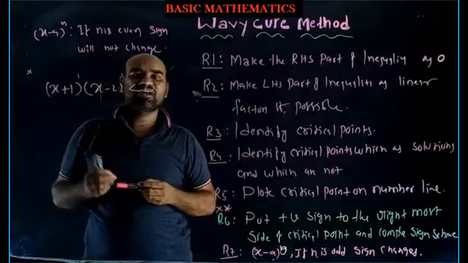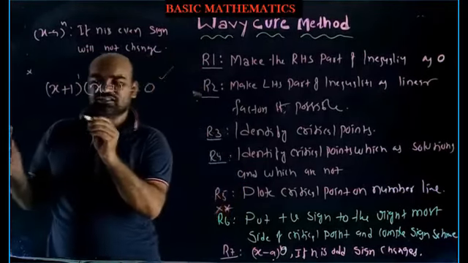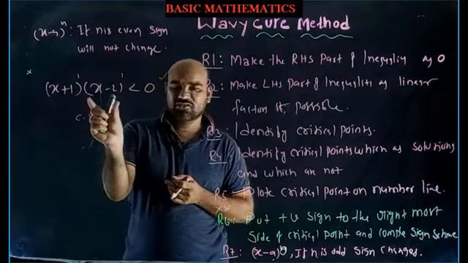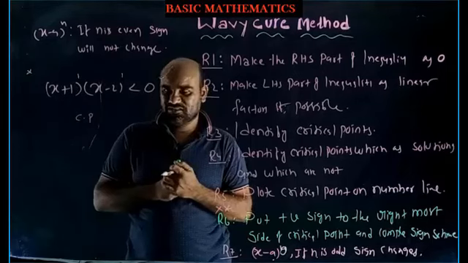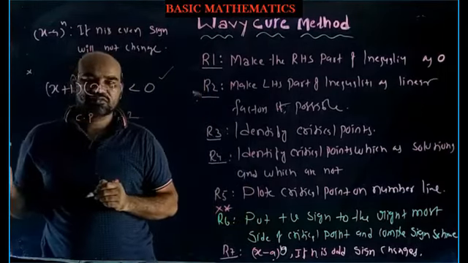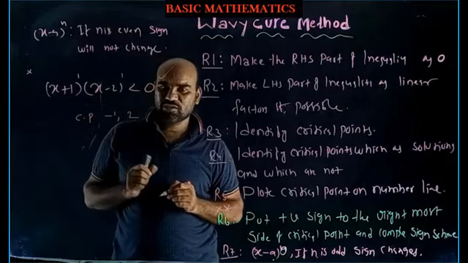Now we need to identify critical points. What is meant by critical points? We have linear factors, and the zeros of those linear factors are the critical points. So minus 1 and 2 are the two critical points for this problem.